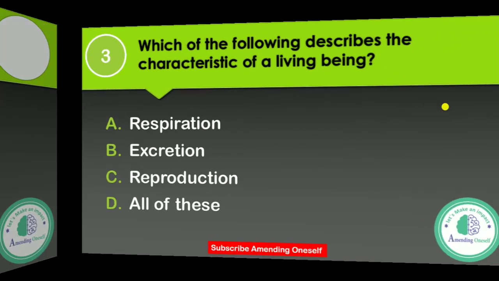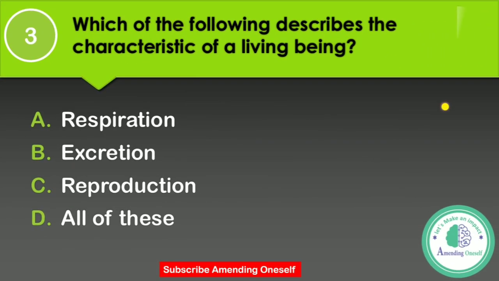Question number 3. Which of the following describes the characteristics of a living being? Very easy question. Option A, respiration. Option B, excretion. Option C, reproduction. Or option D, all of these. I repeat the question. Which of the following describes the characteristics of a living being? Option A, respiration. Option B, excretion. Option C, reproduction. Or option D, all of these.